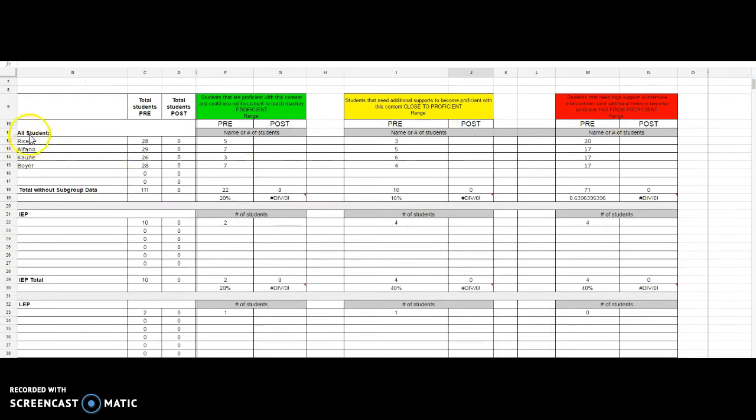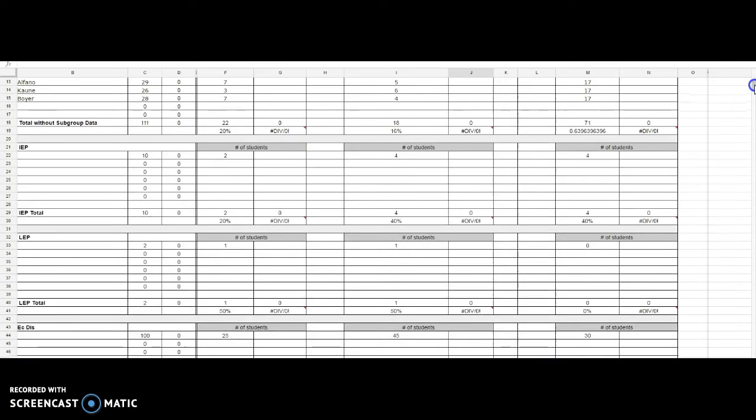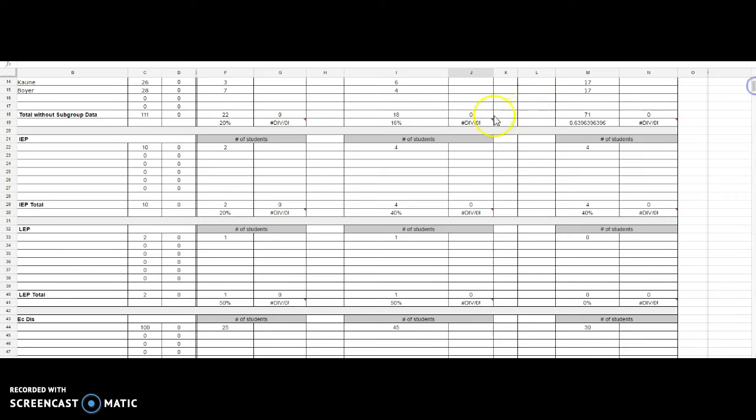It has the teachers' names with all students. Then it has the students that are in subgroups. Remember, this year our district is highlighting 3 subgroups, our IEP, LEP, and ED. Several buildings have a large number of students in the economically disadvantaged subgroup.